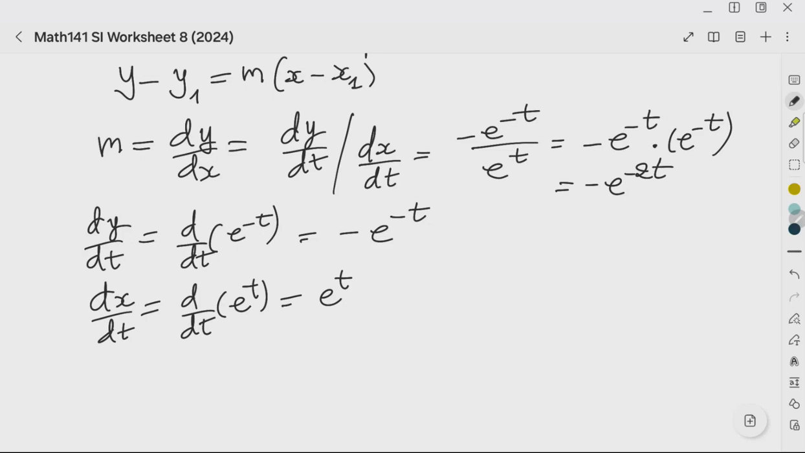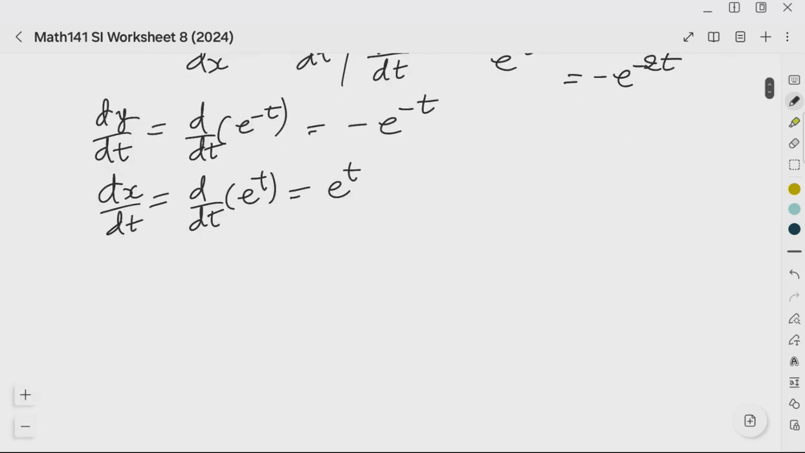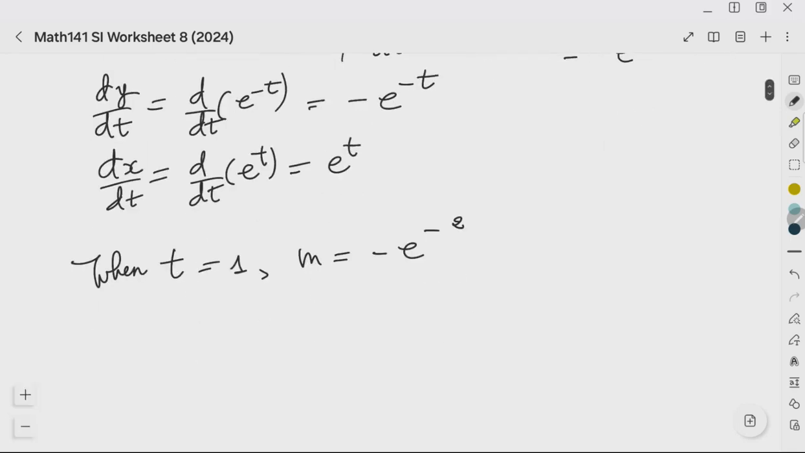So then we need to evaluate this at t equal to 1. So when t is equal to 1, what do we have? We have the slope equal to minus e to the minus 2 times 1, which is e to the minus 2. Our dy over dt is equal to minus e to the minus 1, and our dx over dt is equal to e to the 1, which is just e.